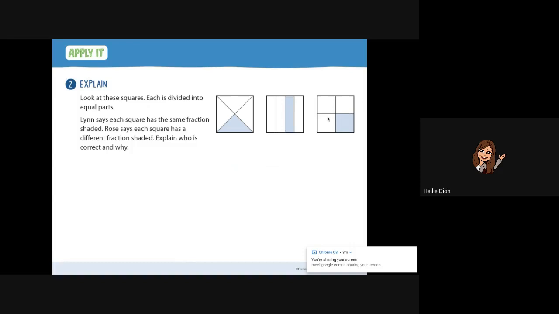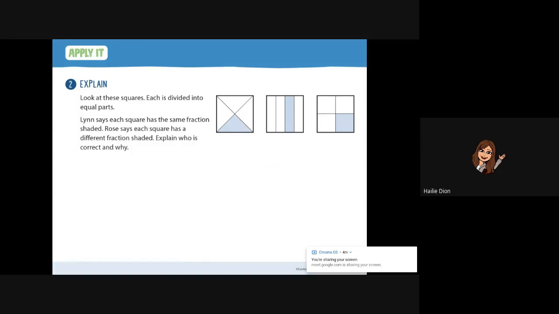And it looks like, once again, instead of rectangles or triangles, we now have squares. And it looks like we have 1, 2, 3, 4 squares, 1 shaded in. So again, we have the unit fraction 1/4. So if this model is 1/4, this model is 1/4, and this model is 1/4, who is correct, Lynn or Rose? Remember, Lynn said each square has the same fraction. Rose said no, they don't. So who is correct? If you need to pause, go ahead.